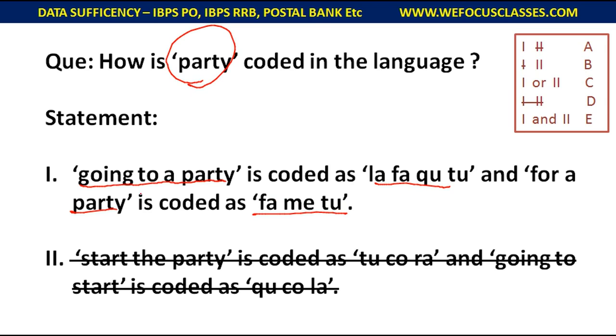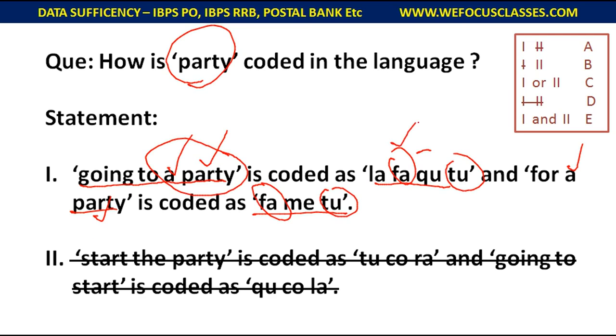So party is in both the statements, and also A is in the first statement and A is also in the second statement. In the same way, on the right side you get two codes: fa and fa, and 2 and 2. So A and party are the group of words on the left side, and fa and 2 are the right side words, friends. But you are not sure what is the code for A and what is the code for party. Individual codes we don't know, so we can't answer by using the first statement alone. It means the first statement is not sufficient for us to solve the question.